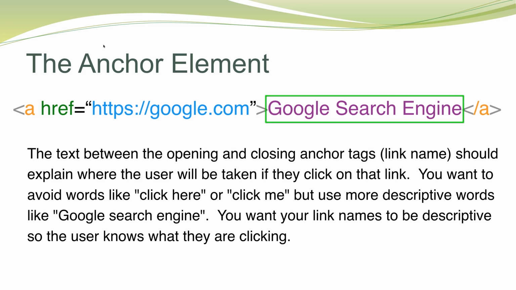The text between the opening and closing anchor tags, the link name, should explain where the users will be taken if they click on that link. You want to avoid words like click here or click me, but use more descriptive words like Google search engine. You want your link names to be as descriptive as possible so the user knows what they are clicking.